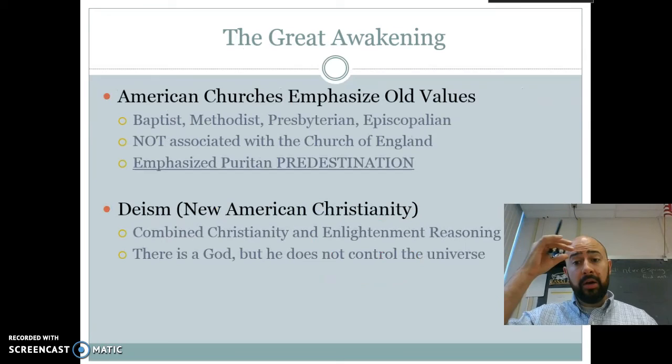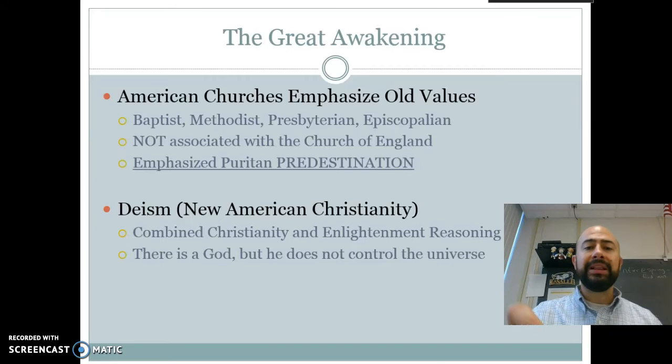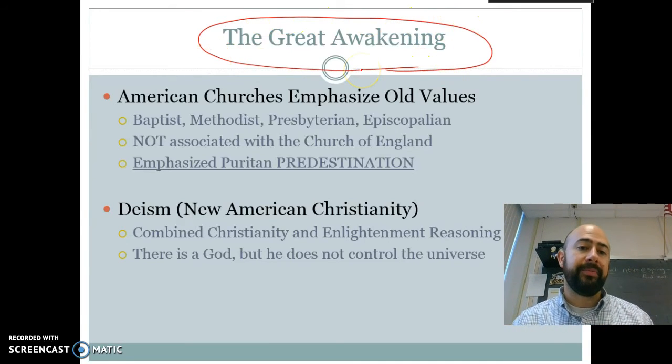So at the same time that the Enlightenment was occurring, there was also another movement going on in the colonies that was contrary to it. The Enlightenment was all about using reason and science and trying to figure out the natural world based on those things. The Great Awakening was a religious revival to counteract the Enlightenment.